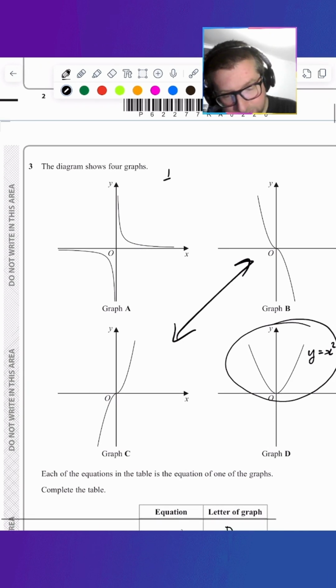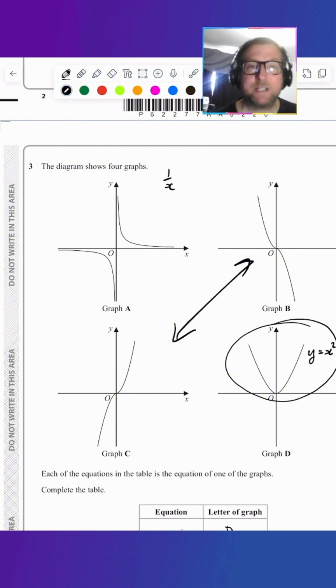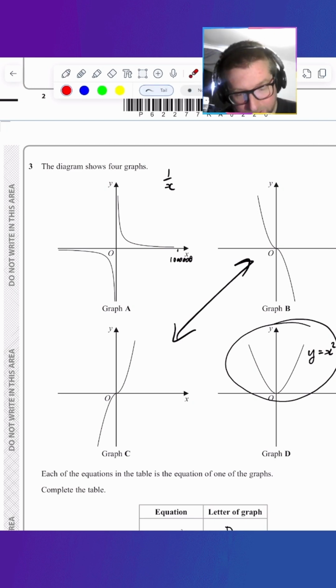Now, 1 over x is an interesting graph. As x gets really, really, really big, imagine if we took a value of x to be a million. I don't know why I chose a million, but 1 over a million is 0.000001. It's tiny. So as x gets really, really big, this curve gets really, really small, but it never equals 0. You can't have 1 over a number equaling 0. It doesn't work. So that graph gets closer to 0 infinitely. We could put in x as 10,000 billion and it will still be slightly above the x-axis. It never reaches the x-axis. So that's called an asymptote.